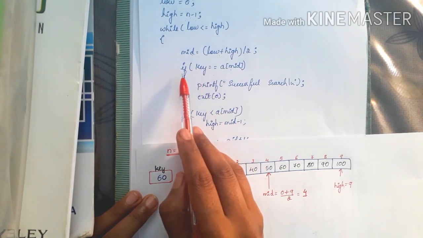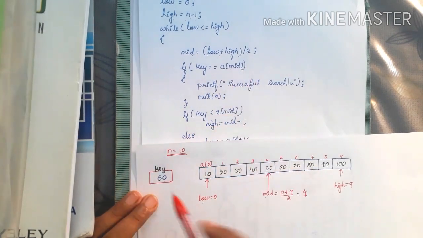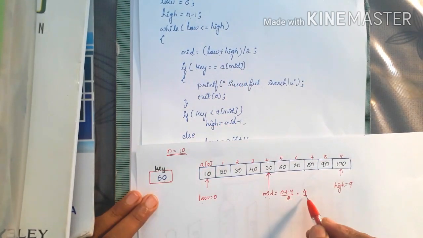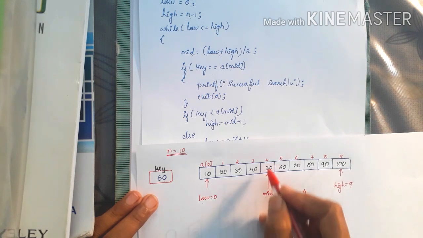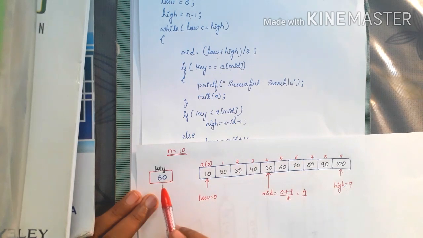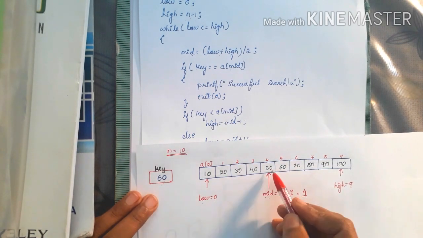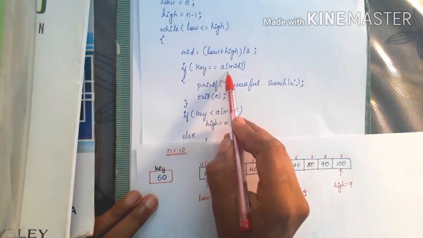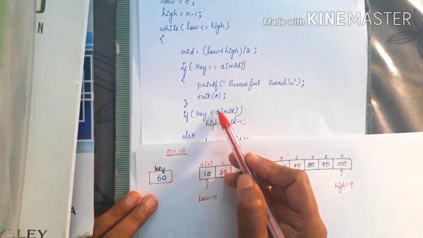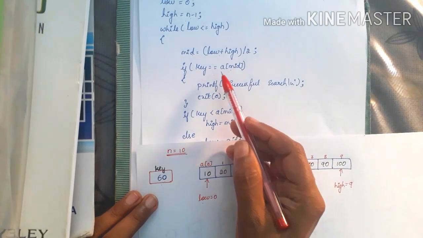Next instruction, the if instruction. If key is equal to A of mid. Key value is 60. Mid value is 4. So A of mid is A of 4. A of 4 value is 50. So is key 60 equal to A of mid, that is, is 60 equal to 50? If this condition is true... no, control moves out of the if, because 60 is not equal to 50.